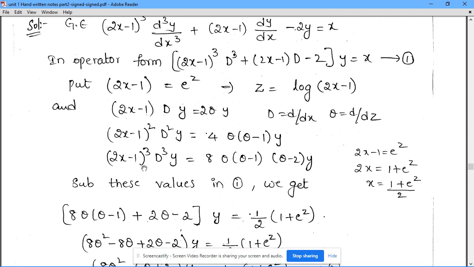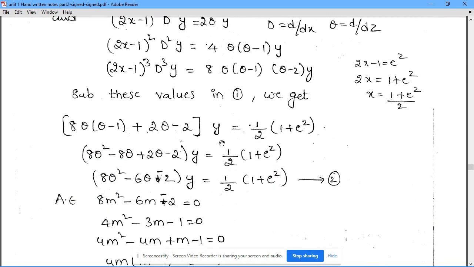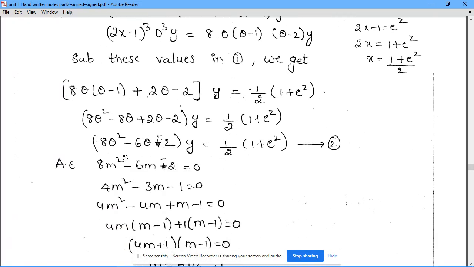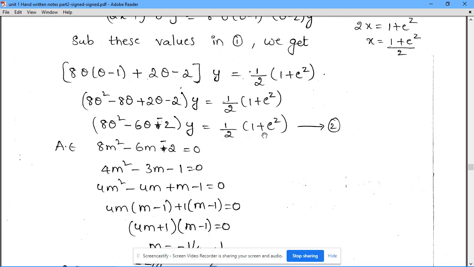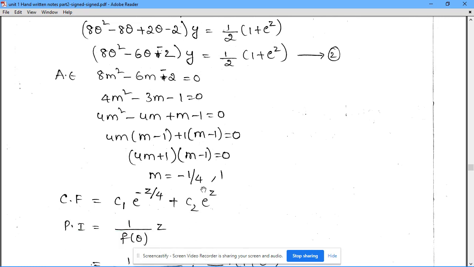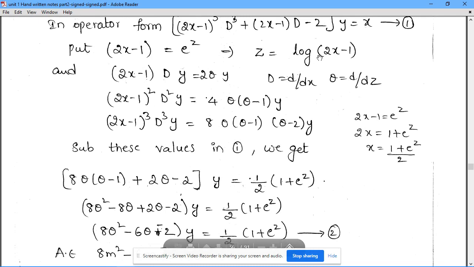So substituting these values in the above equation and simplifying, we get that Legendre's equation clearly reduces to a linear differential equation with constant coefficients. Now we can solve easily by using PI cases. Here we have to use the first PI case because the right hand side is an exponential function. To get the complementary function, first we write the auxiliary equation, which is obtained by replacing theta with m, and find the two roots. Clearly the two roots are real and distinct. So CF is C1 e power minus z by 4 plus C2 e power z. At the end of the solution, we have to replace z as log of 2x minus 1.